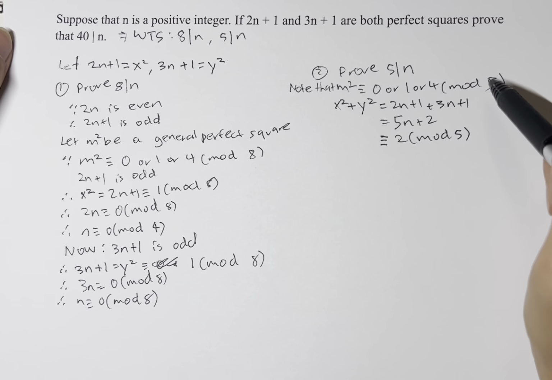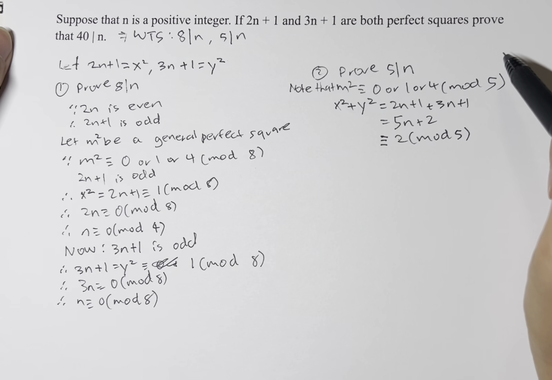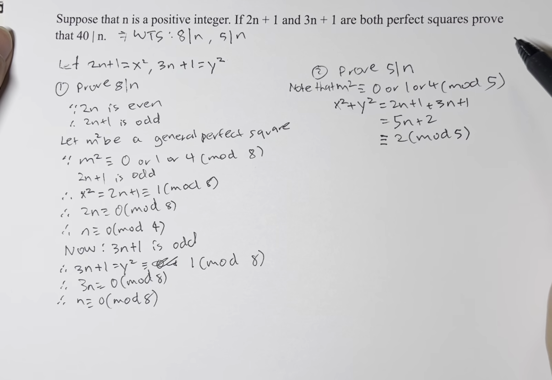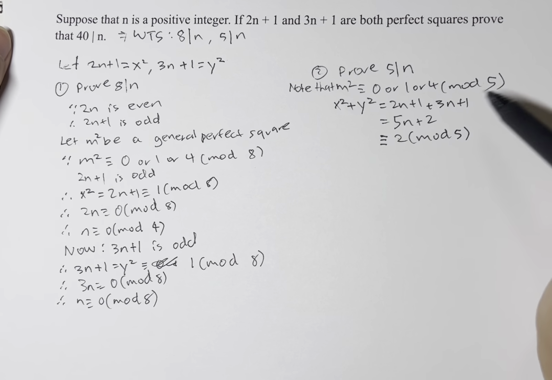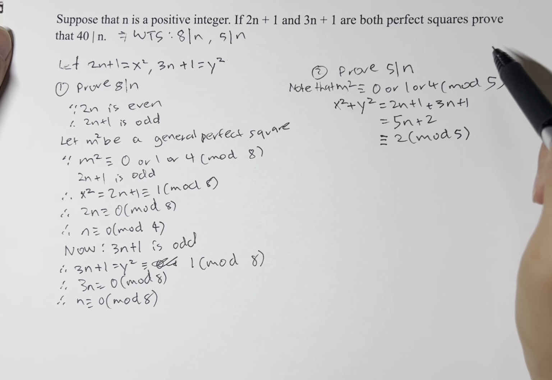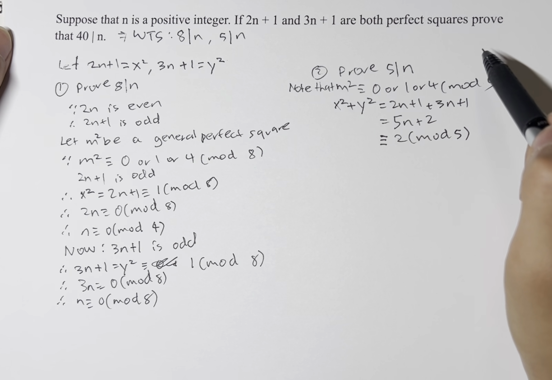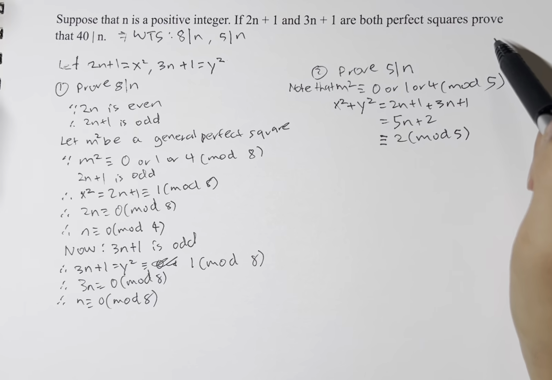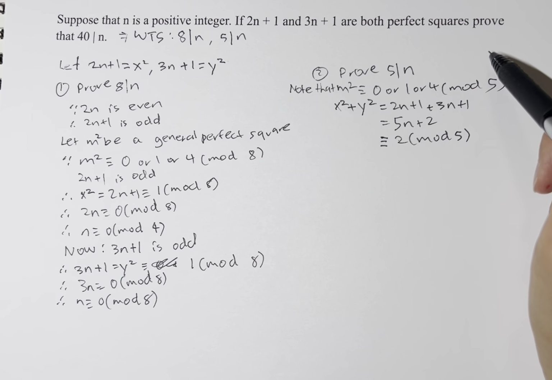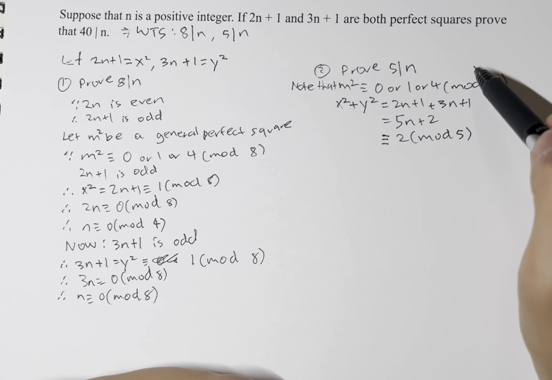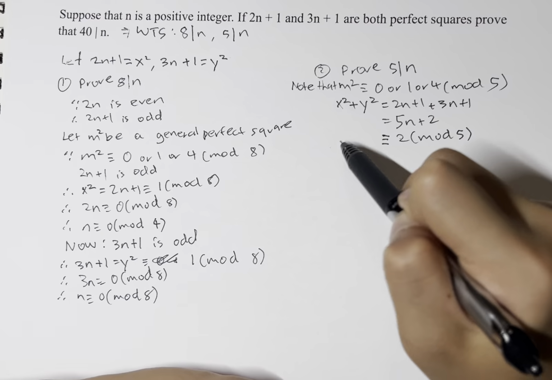In this case, if x squared is congruent to 0, y squared will be congruent to 2. But that doesn't work because, as shown, m squared can only be congruent to 0, 1, or 4. Same goes for 4. If x squared is congruent to 4, then y squared is congruent to 3. So this means that x squared and y squared both have to be congruent to 1. It's the only working possibility.